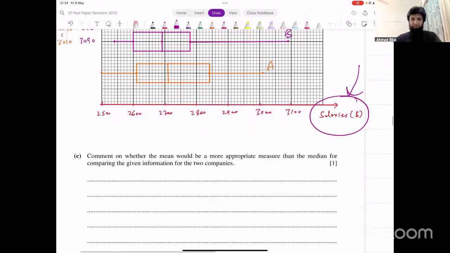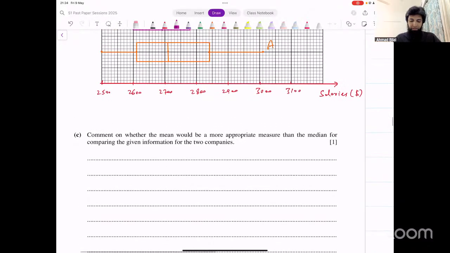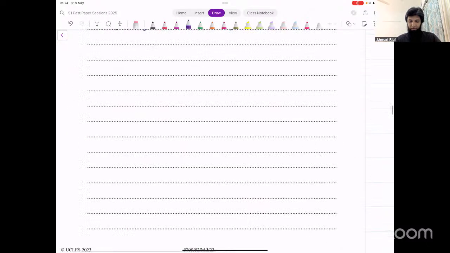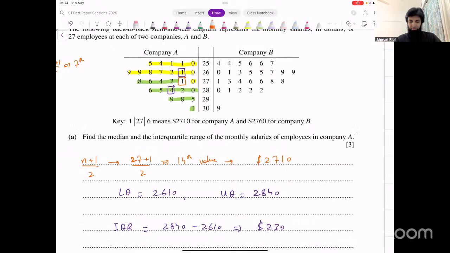In the next part, it says, comment on whether the mean would be a more appropriate measure than the median for comparing given the information for the two companies. Is mean a better measure or median a better measure if you want to do a comparison of both of these data sets? Look at the data. Do you see any outliers? This is an outlier in this data, right?